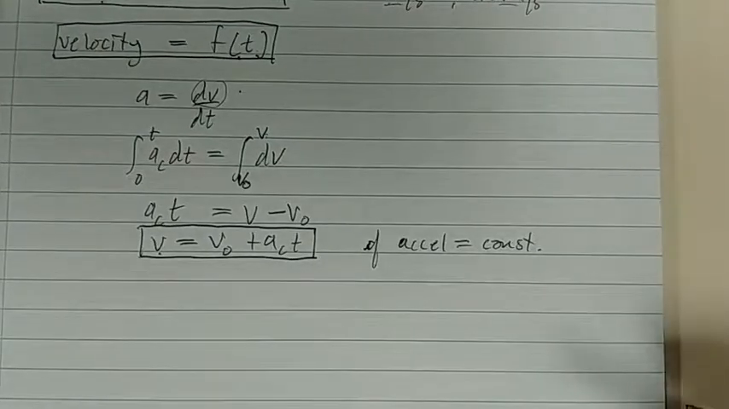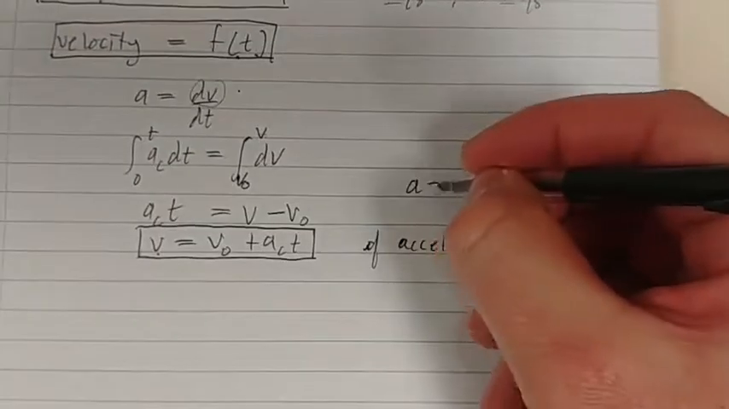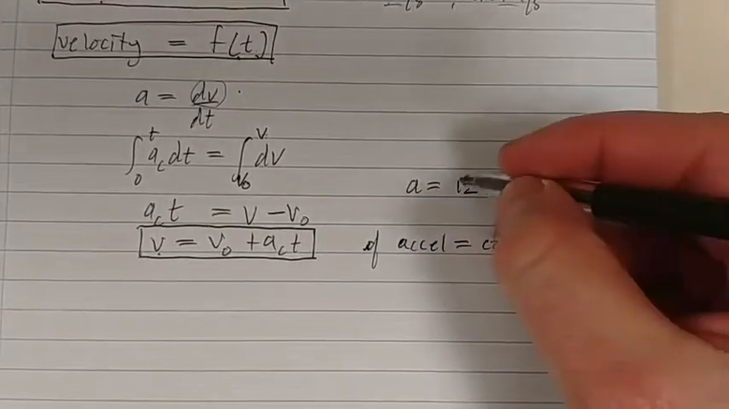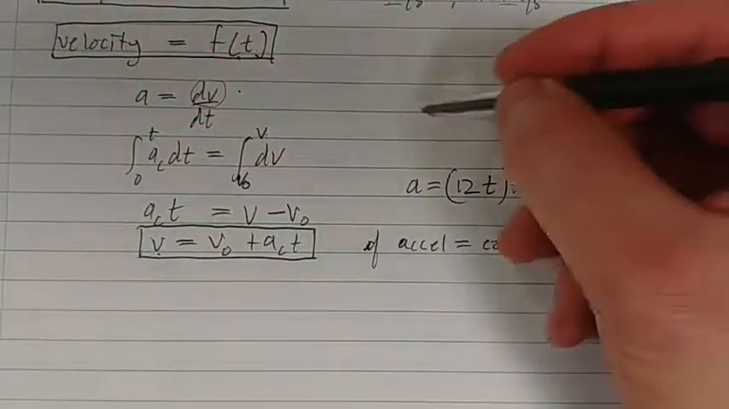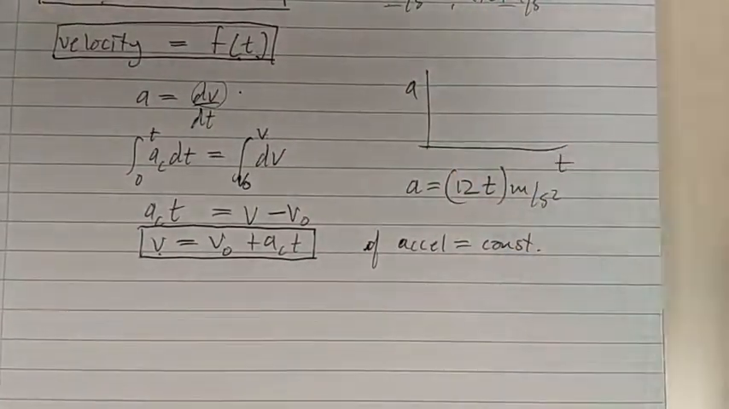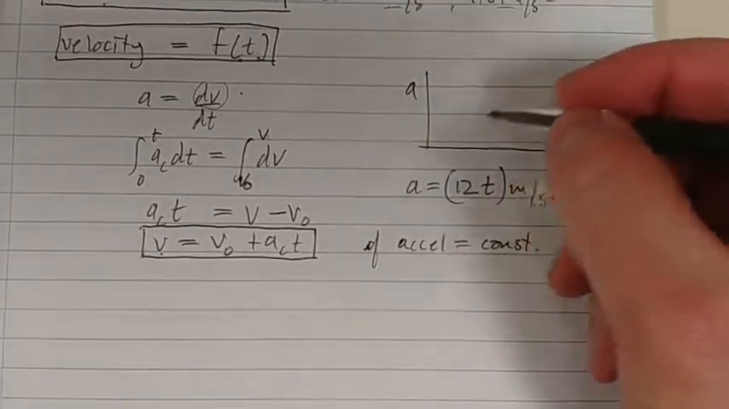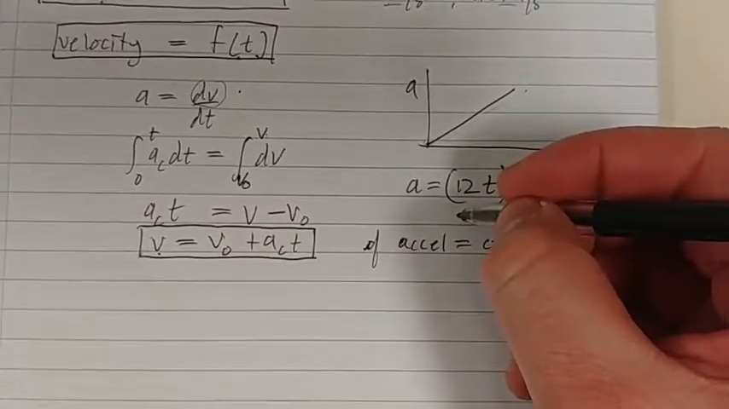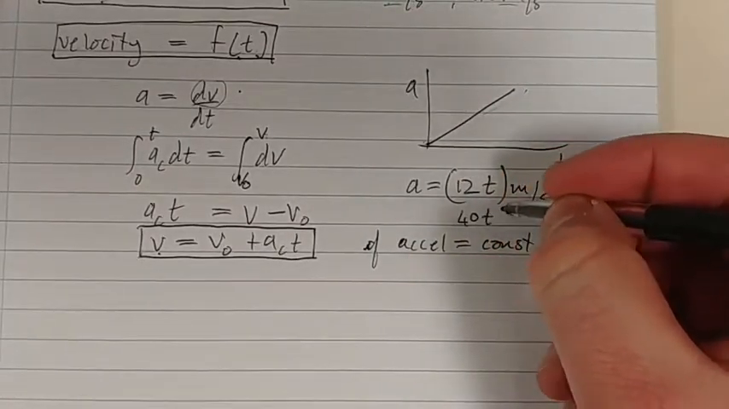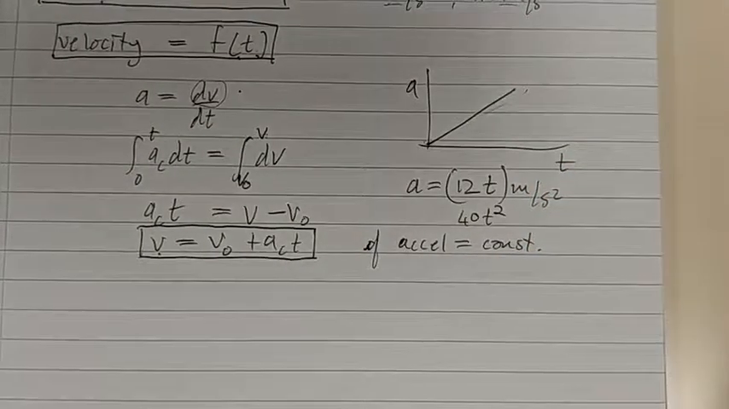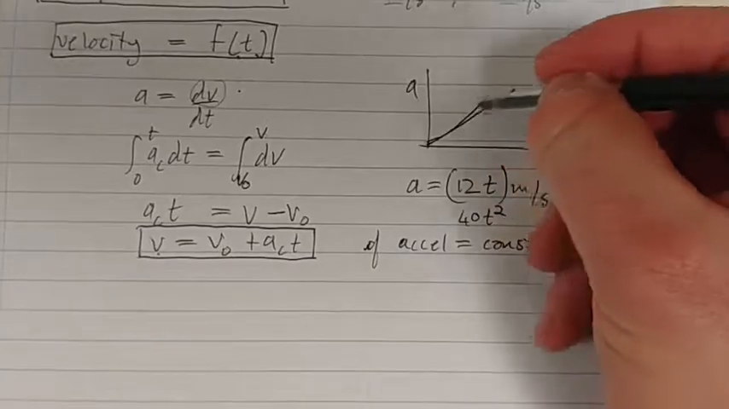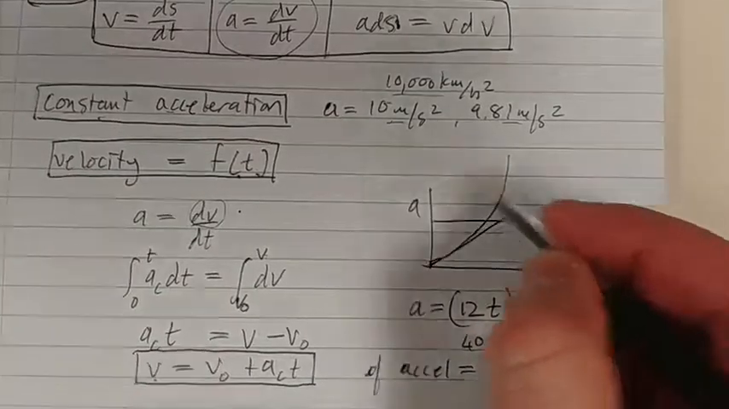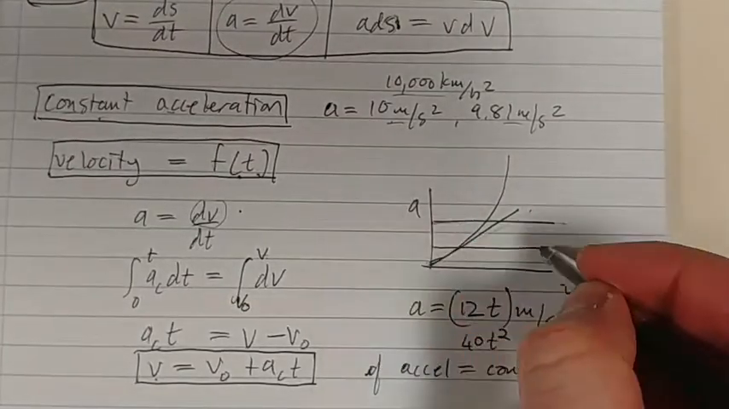What does it look like if our acceleration is not constant? It might look like this: 12t meters per second squared. That's not constant. If you're looking at the a-t graph, it will look like something like that. Or it could be 40t squared. That's not constant either. But what is constant is something that looks like that: 10 meters per second squared, 4 meters per second squared.